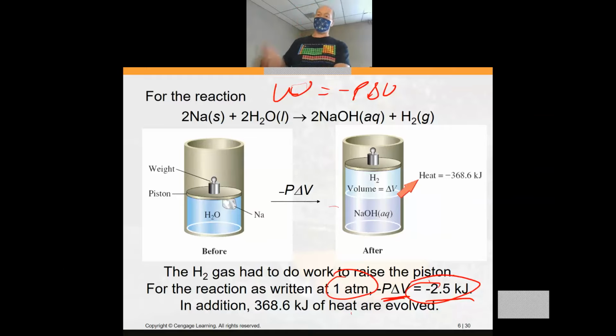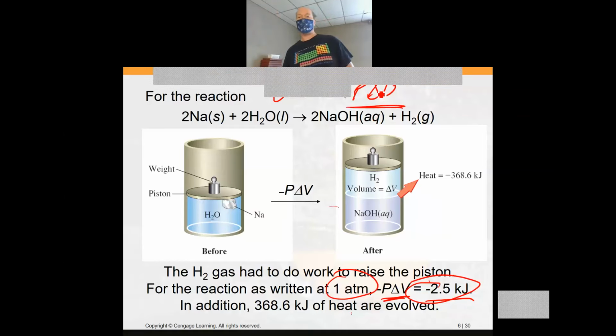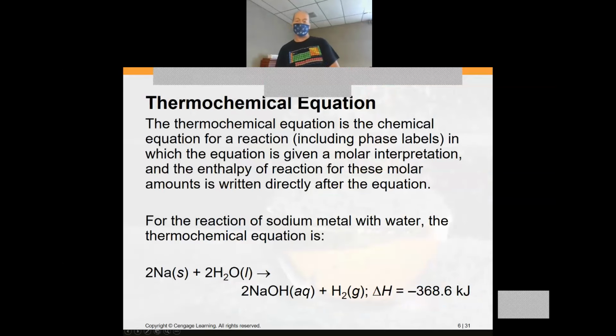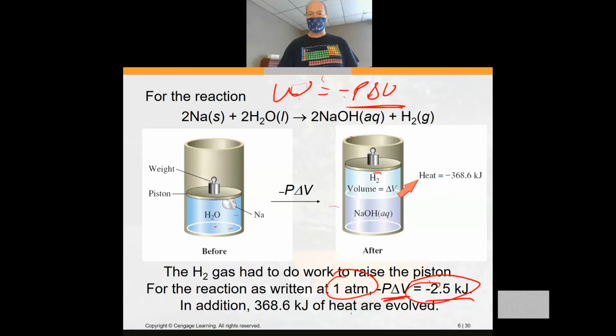You have work anytime you are having a change in volume. So when you are making a gas, here's your sodium, here's your water. The product is a gas, so it's making hydrogen gas. That gas is going to push the piston up, and that is going to be a change in volume. The volume was initially wherever the water was. Now the gas has pushed that piston up, and that is an amount of work, which is negative P delta V.